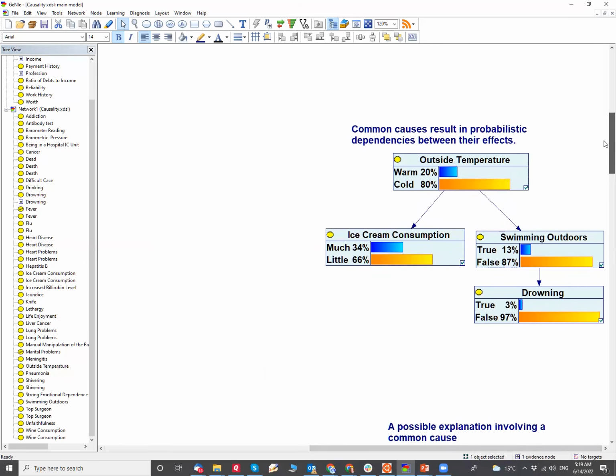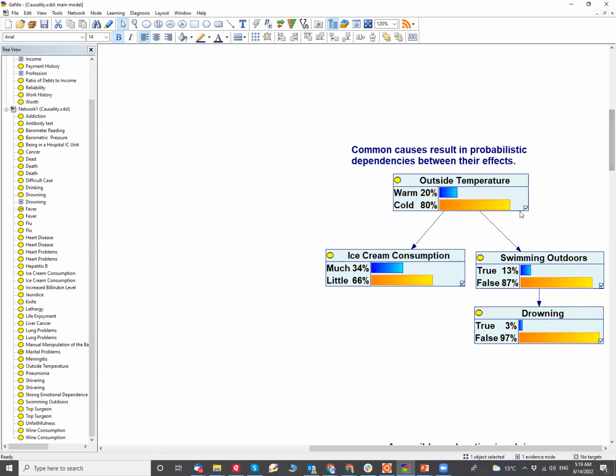Here is a graph that is quite likely the case. There is a common cause, outside temperature. On a warm day, people tend to eat a lot of ice cream to cool down. And also, on a warm day, I'm double-clicking to show you the change, people are also swimming outdoors more, and some of those people are drowning. A common cause can result in dependence, probabilistic dependence.